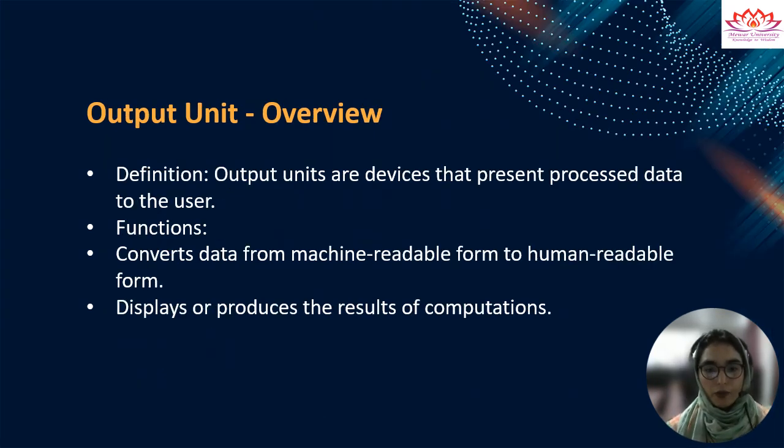Then the output unit. After data is processed, the output unit displays the results in a format that users can understand. It serves as the final stage in the data processing cycle, converting binary code back into text, images, or sound. It displays or produces simply the result of computations.